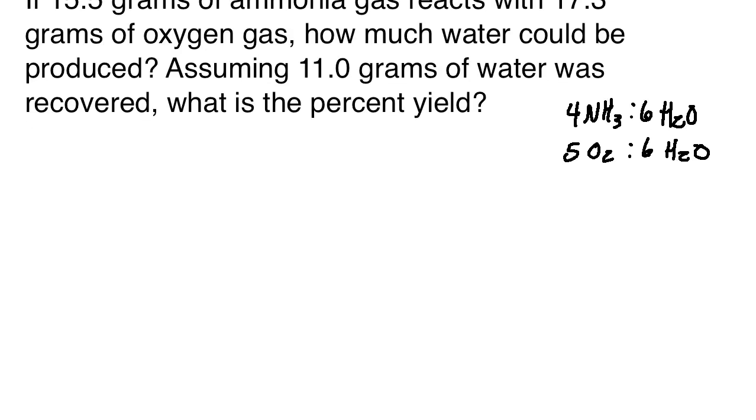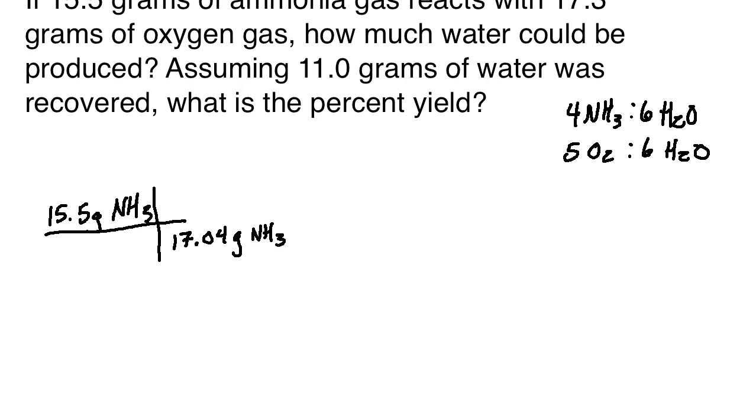So let's go ahead and set up the math here. Hopefully you were able to get started on this and get this far. So 15.5 grams of the ammonia. We'll start with the ammonia gas here. If you go to the periodic table, out to 2 decimal points, I got 17.04 grams of ammonia for every 1 mole of ammonia.